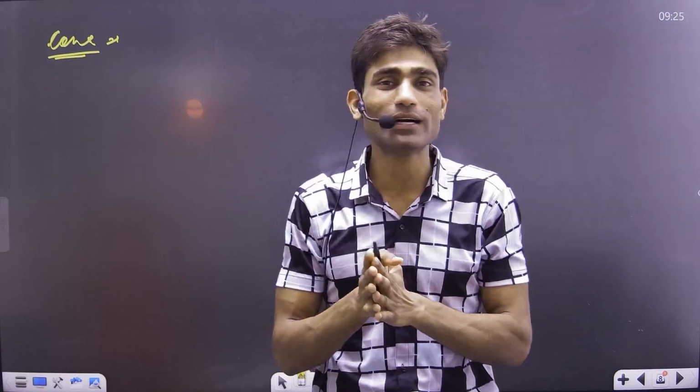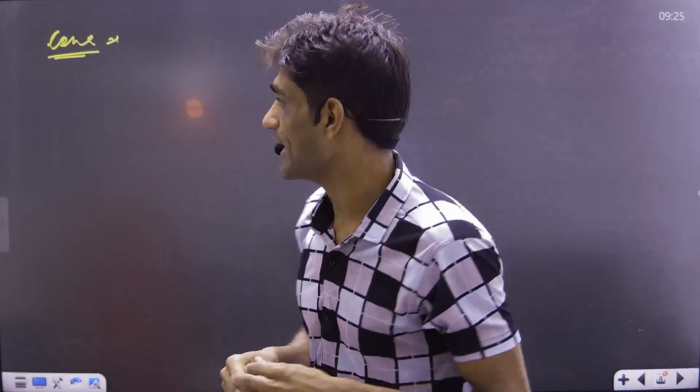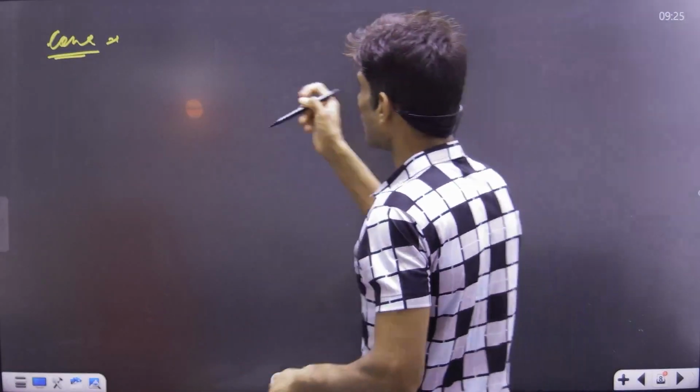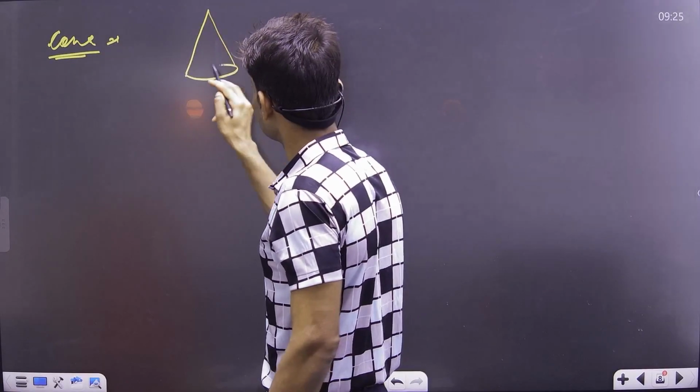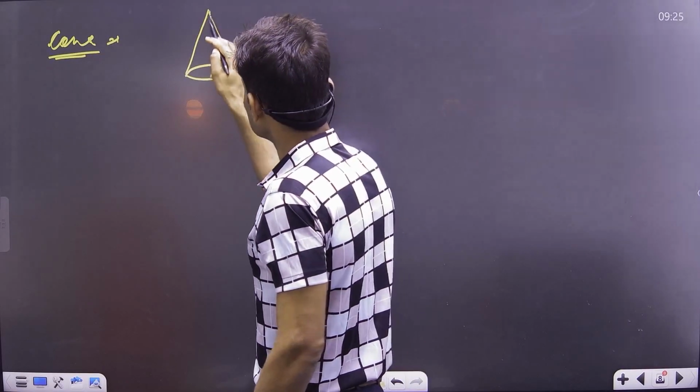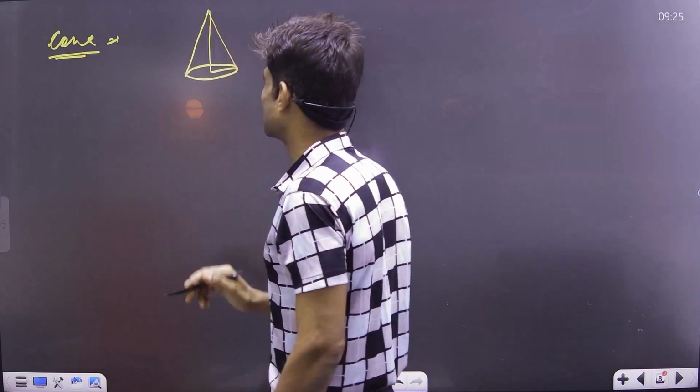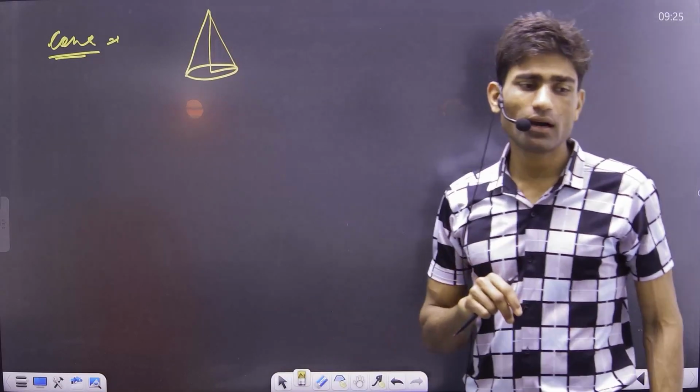Okay, the birthday cap is also the shape of a cone. Now, how does a cone look? It looks like this. See, this one is the height, this one is the radius. This one is the cone here.